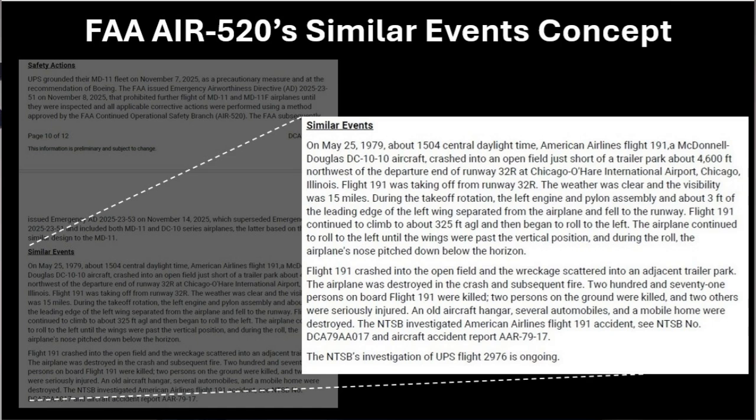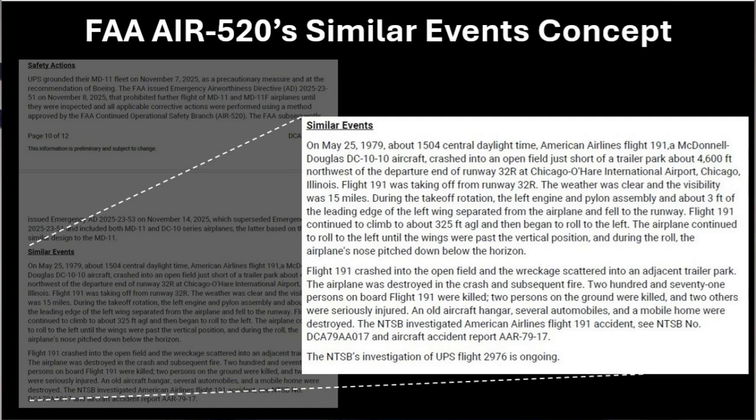So we must return to the reason Air 520 gave for updating the emergency AD. NTSB's preliminary report stated that Air 520 grounded the DC-10 because of an accident that occurred 46 years earlier in 1979 with a DC-10-10, an accident that occurred for completely different reasons than UPS 2976. Now, to be clear, the preliminary report states, according to FAA's Air 520 management, the DC-10 should be grounded for the sole reason it has a similar design to the MD-11.